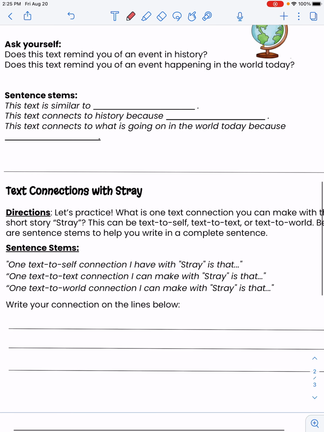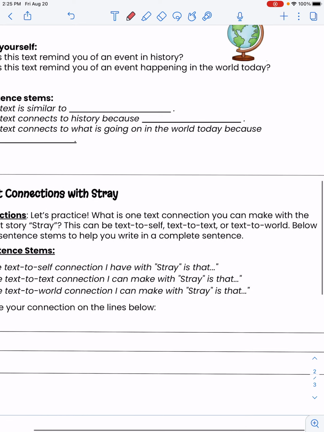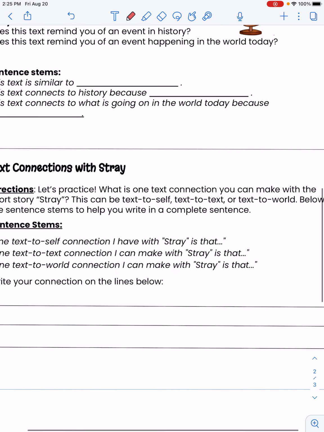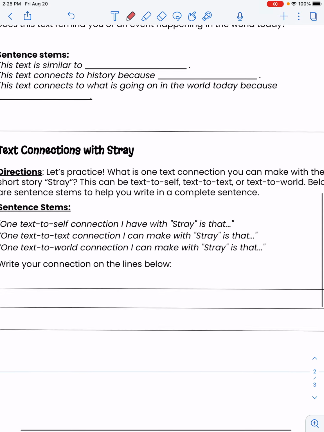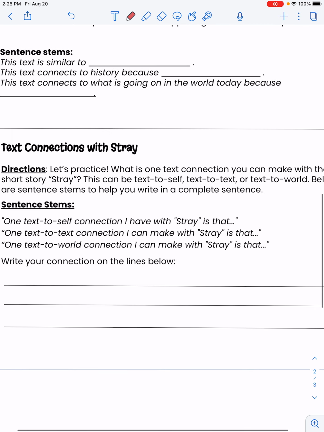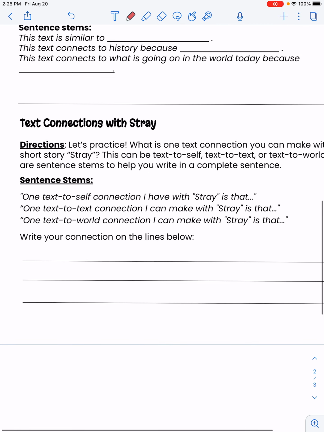So at the bottom of your notes right here, it says text connections with Stray. You're actually going to complete this on Schoology, but if you want to write it out by hand first, you can. So the directions say, let's practice. What is one text connection you can make with the short story Stray? This can be text to text, text to self, text to world. Below are sentence stems to help you write in a complete sentence. Again, if you want to go ahead and practice and write on the lines below and then transfer this to the Schoology discussion next, you can, or you can skip right to the Schoology discussion.